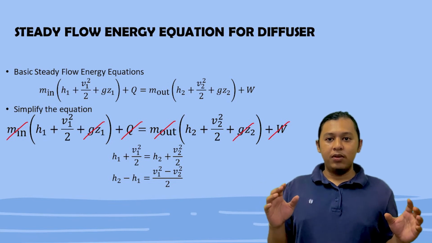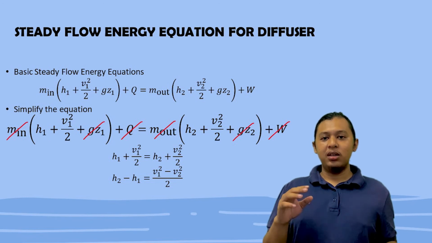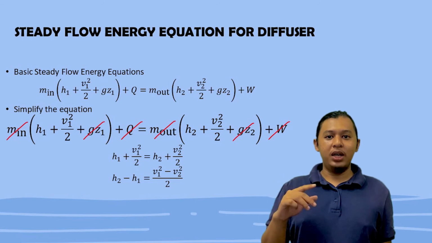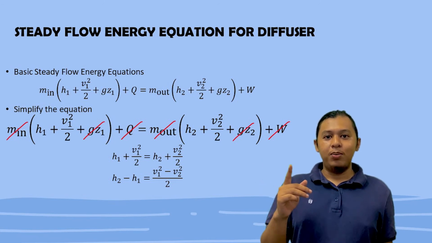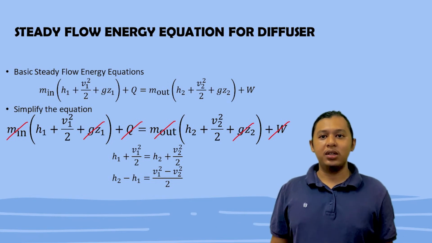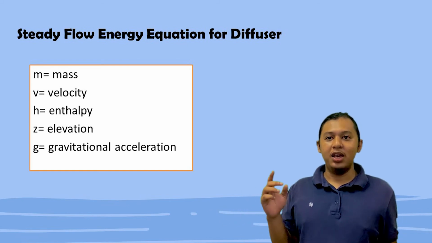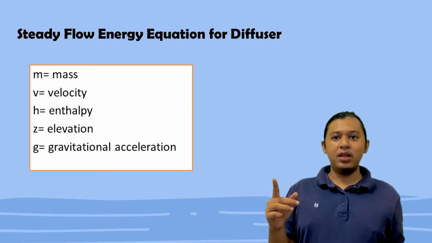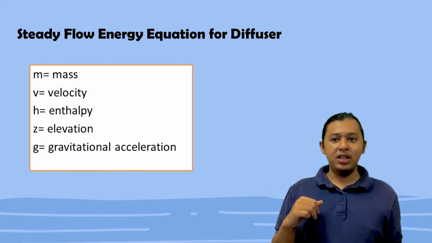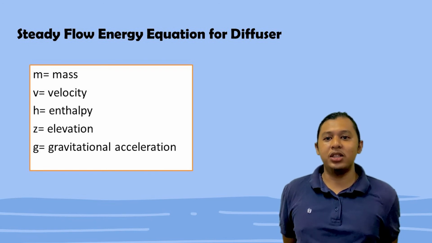And from them we move the same terms to one place, which is h2 minus h1 equals V1 squared minus V2 squared over 2. That is the steady flow energy equation for the diffuser. M is mass, V is velocity, H stands for enthalpy, Z is elevation, and g is gravitational acceleration.